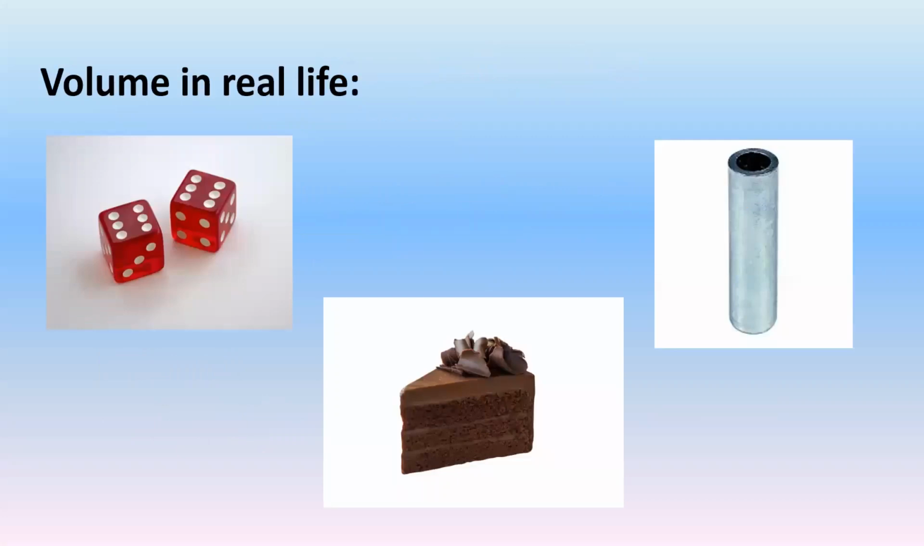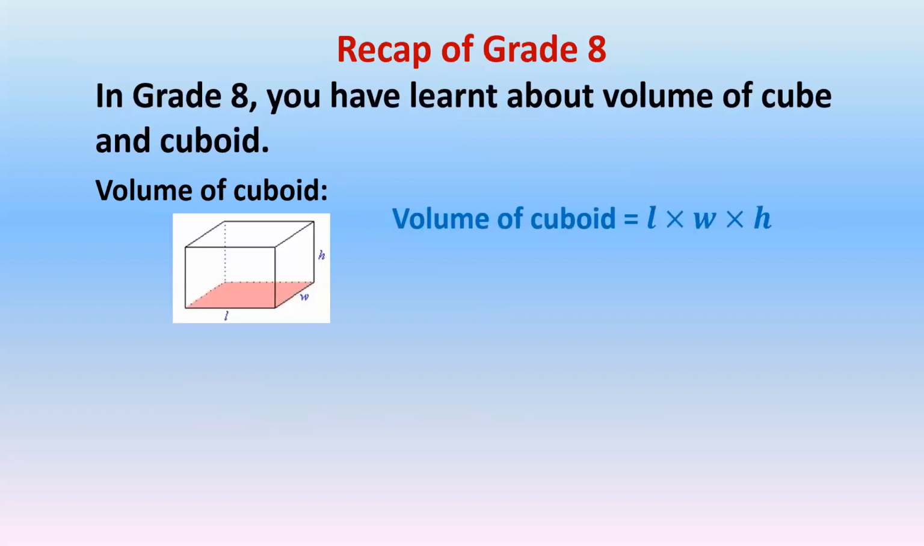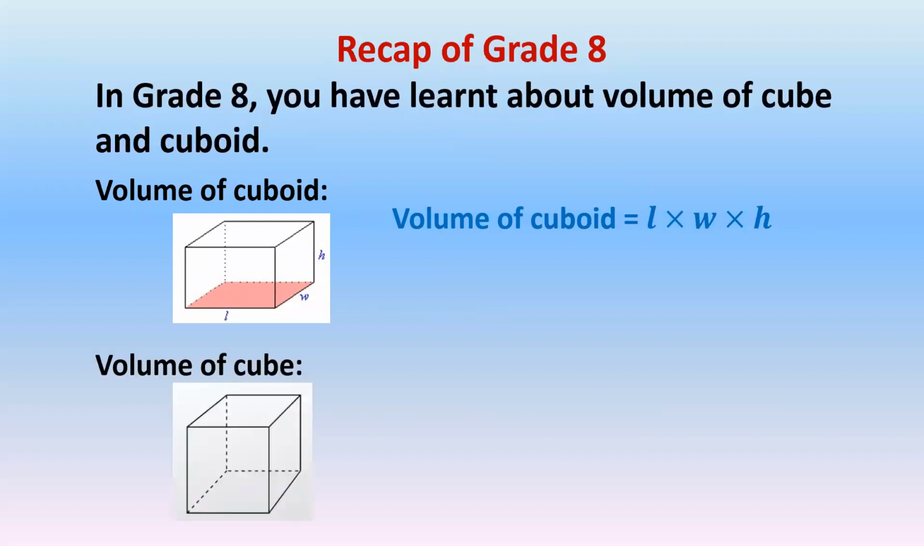Here are some real-life examples of volume. In grade 8, you have also learned about the volume of some 3D shapes, namely cube and cuboid. The formula to calculate volume of a cuboid is length multiplied by width multiplied by height. You will also recall that in a cube, all the edges are of the same length. So, if we apply the above formula and substitute width and height by L, we will obtain the volume of a cube, which is L multiplied by L multiplied by L, which is L cube.